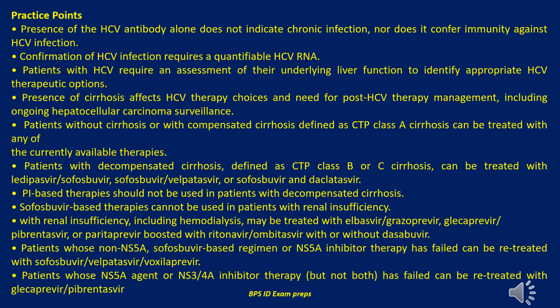Patients with renal insufficiency, including those undergoing hemodialysis, may be treated with elbasvir plus grazoprevir, glecaprevir plus pibrentasvir, or paritaprevir boosted with ritonavir plus ombitasvir with or without dasabuvir. Patients whose non-NS5A, sofosbuvir-based regimen or NS5A inhibitor therapy has failed can be retreated with sofosbuvir plus velpatasvir plus voxilaprevir. Patients whose NS5A agent or NS3/4A inhibitor therapy, but not both, has failed can be retreated with glecaprevir plus pibrentasvir.